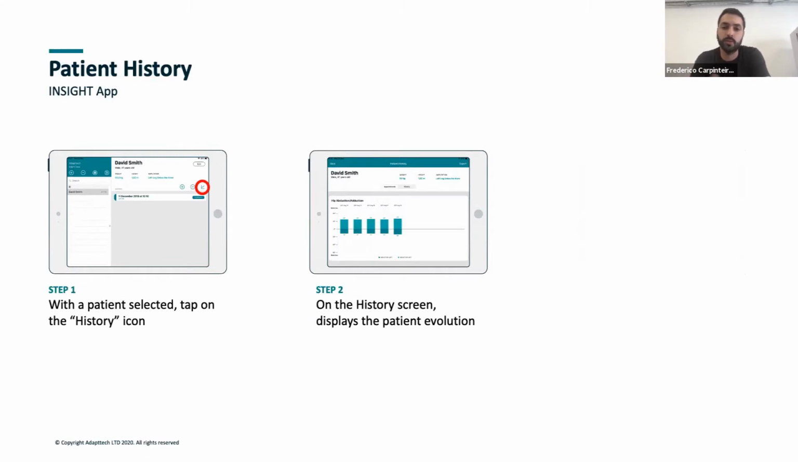Next slide. On the patient history button, as I told you, you press it, the history icon, and you'll be able to see a history screen that will show you how the range of motion, how the weight, and how other information have been progressing throughout the time.